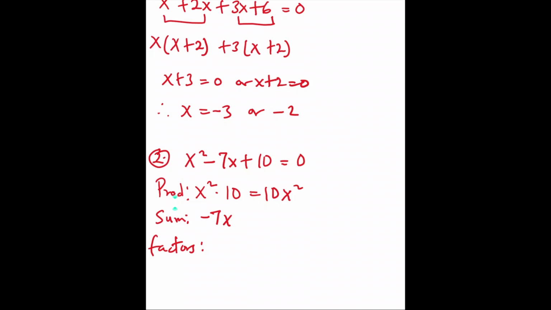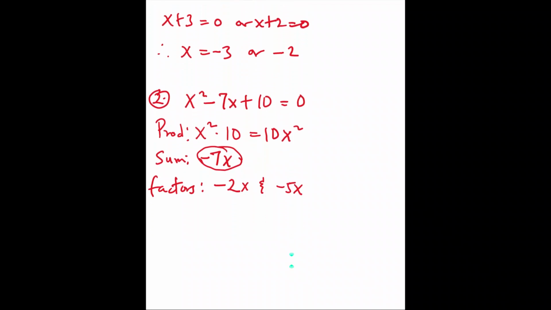If we do 2x plus 5x, we get plus 7x. But the sum we are given here is minus 7x. And you know that when you multiply two minus numbers together, you get plus. So if we do minus 2x times minus 5x, we get plus 10x squared. So minus 2x minus 5x will give us minus 7x. So the factors will be minus 2x and minus 5x. Okay? So now we'll write these two factors into the middle term.